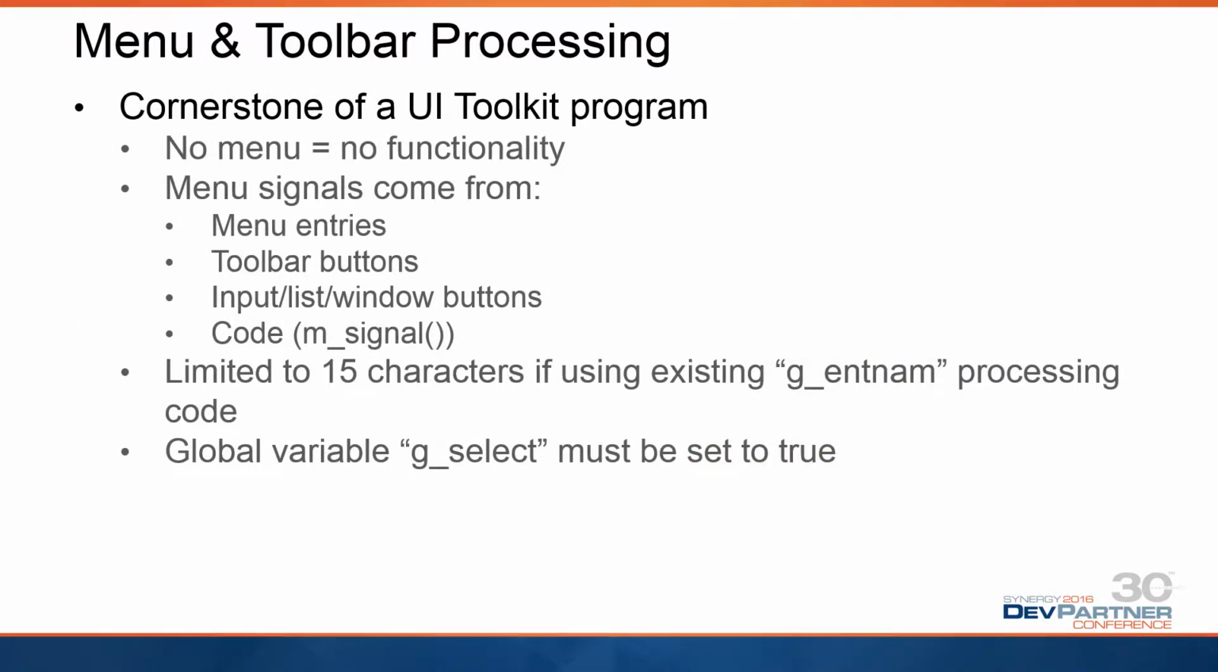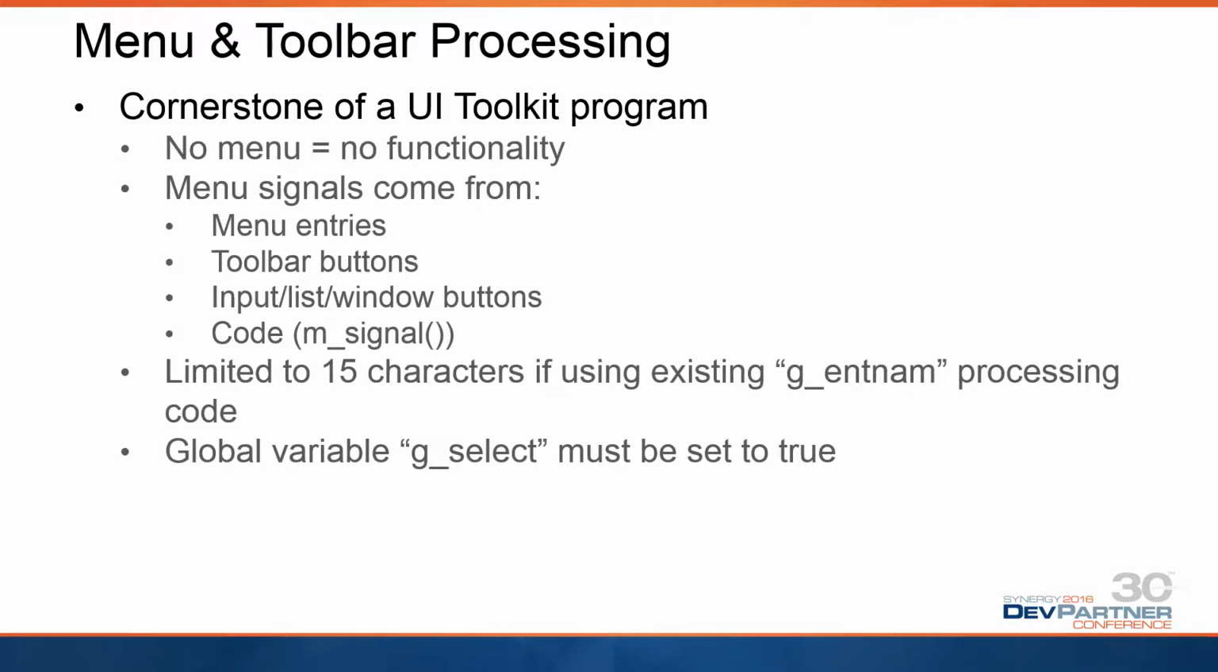So, menu and toolbar processing. There is no toolbar on the sample Toolkit program. But a menu and a toolbar, as far as the toolkit's concerned, are one and the same. It's just one looks like a menu and one looks like a toolbar with buttons on. But essentially, if you don't have a menu in a toolkit application, you don't have the ability to do anything. Everything is derived and controlled by menu signals.